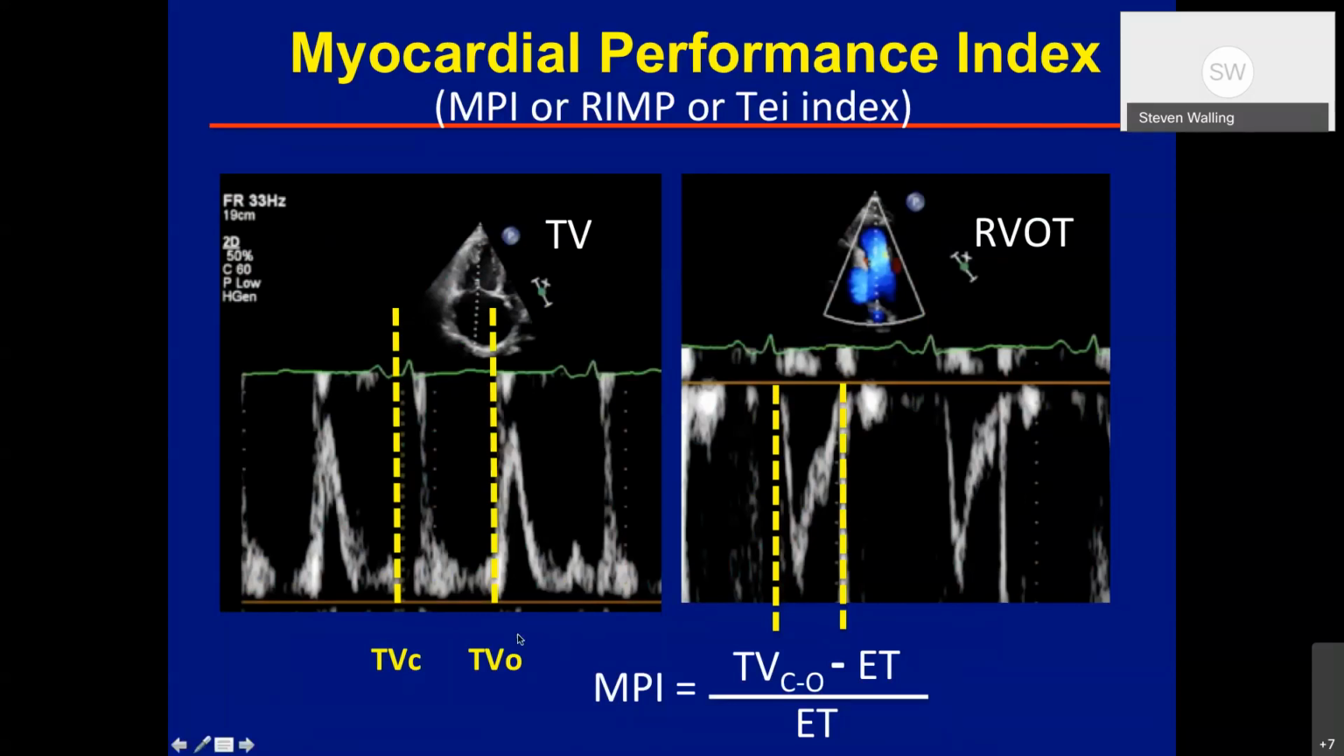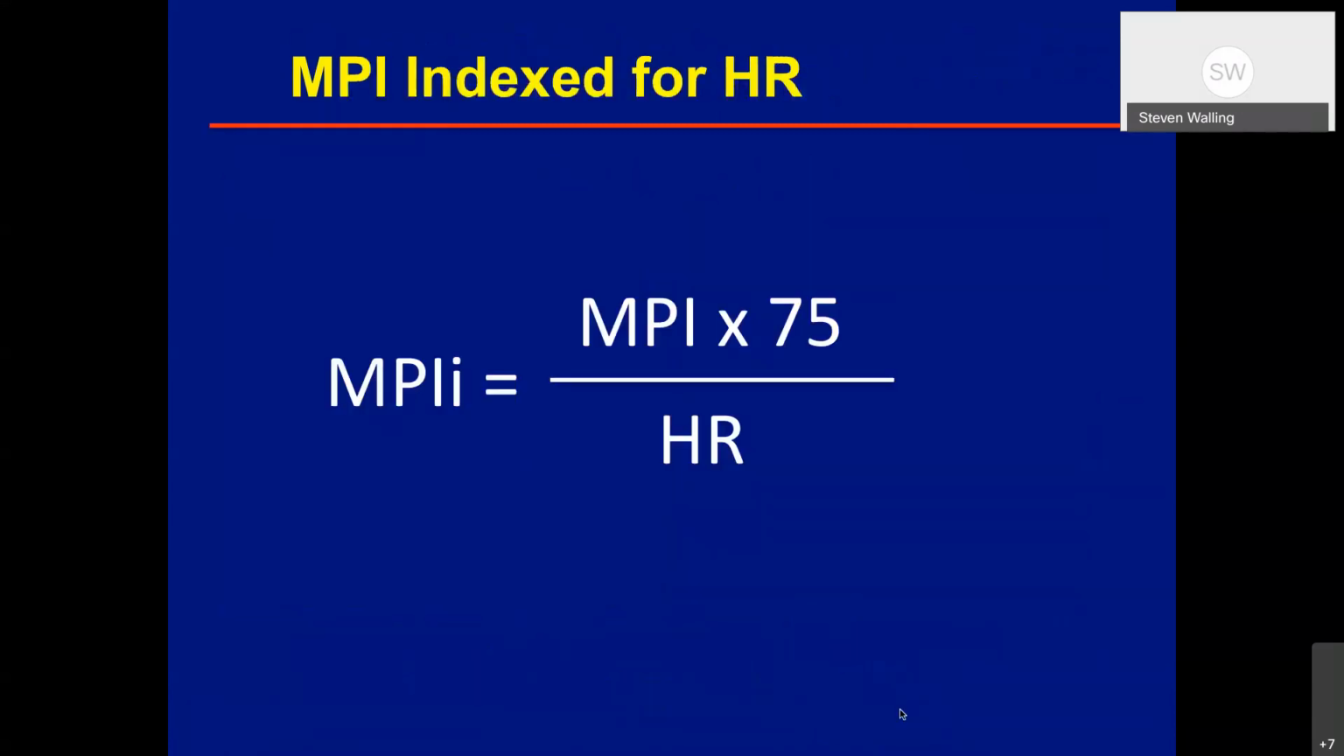So that comes to the MPI. If you work a long time for the ET, but with very little time to get yourself ready or to recover, then the number is smaller, and smaller is better. So that's what comes to the performance index. The smaller is better, and the normal in this pulse wave Doppler based on these two valves is less than 0.4. And because it is heart rate dependent, you can index to a reference of 75.